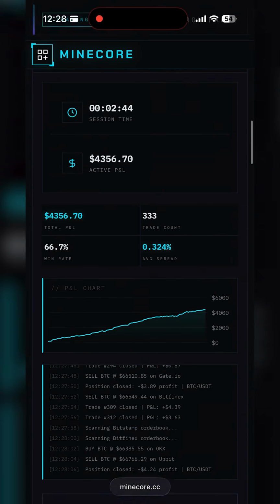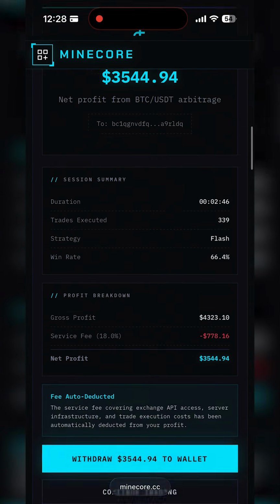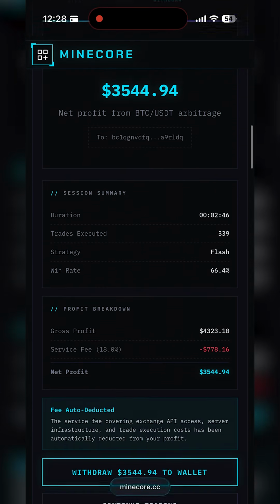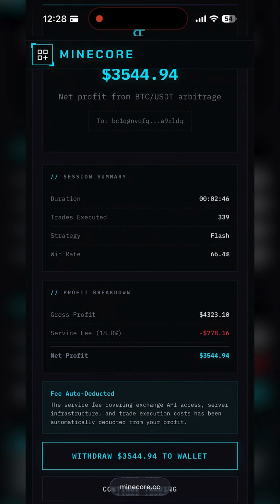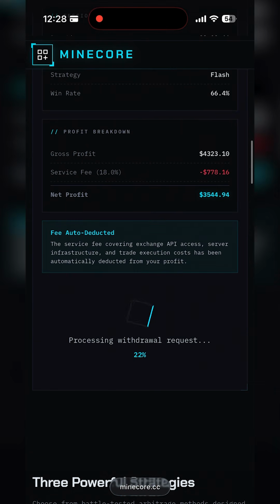All right, so hitting stop and withdraw right now. Good, session is stopped. And here's the full summary. Total runtime, number of trades that executed, which strategy was running, the win rate, and the final profit after the platform fees have already been pulled out. That last number is what I came here to see. Okay, tapping withdraw. And now it's just processing. Should clear up pretty quickly.